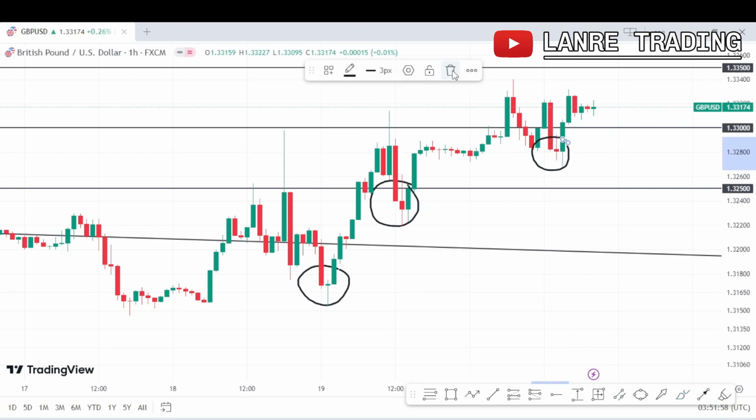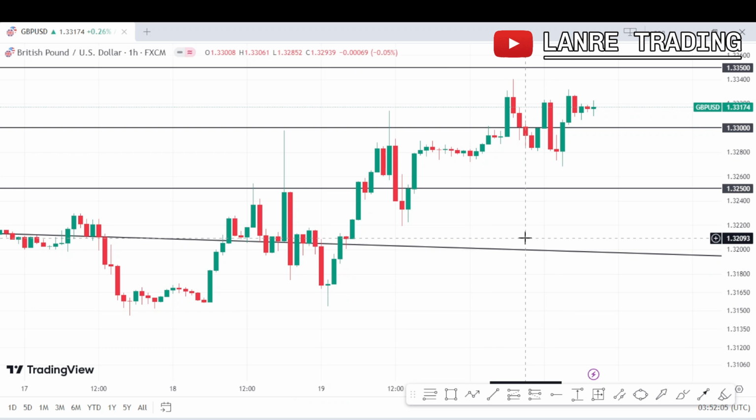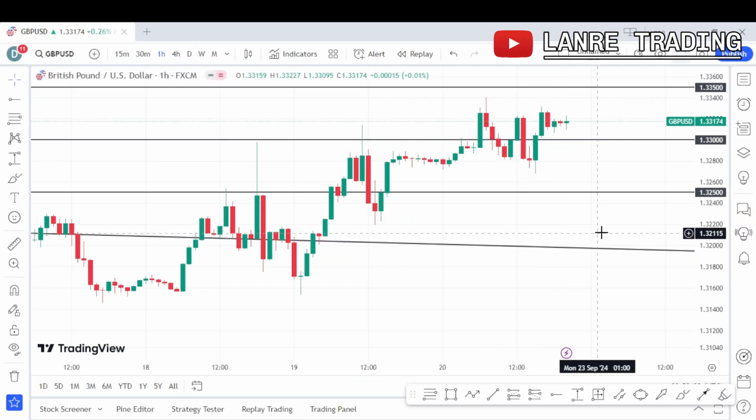That is what I'm currently looking at for this one. So that is probably the possible entry for Great Britain pounds USD. And don't forget, any information that I'm putting out here, kindly add it to your own basic confidence as well.